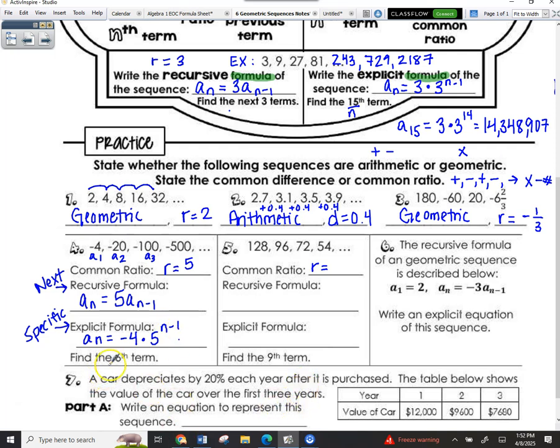Then it says find the sixth term. A sub 6 is, you would plug it into which one? Explicit or recursive? Explicit, because that's specific, right? All right, and what do you get?